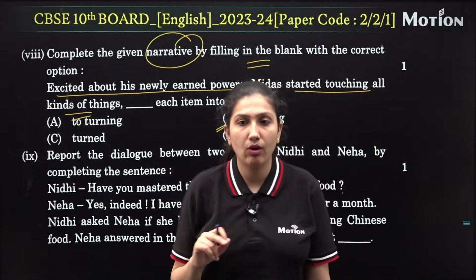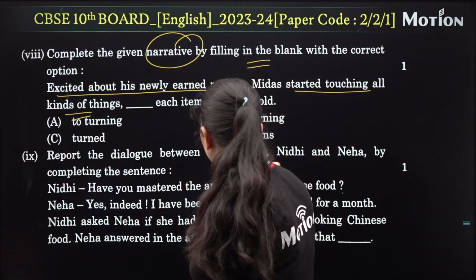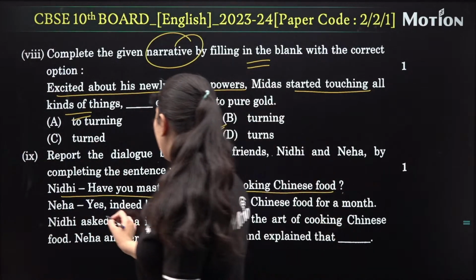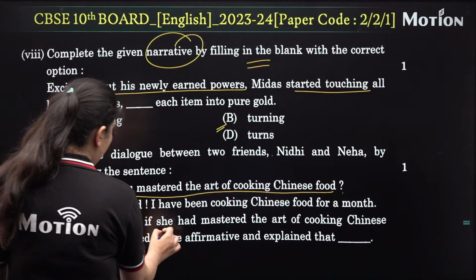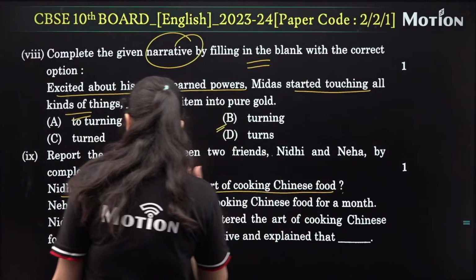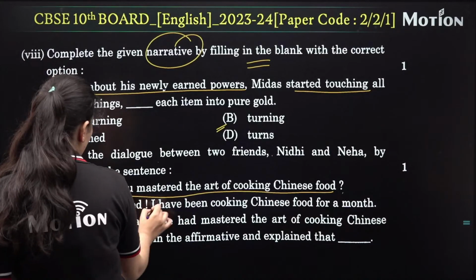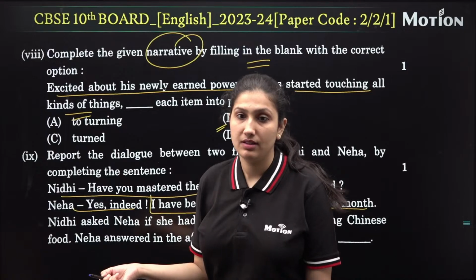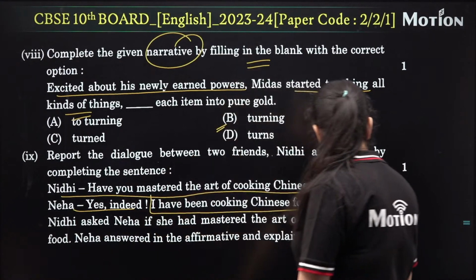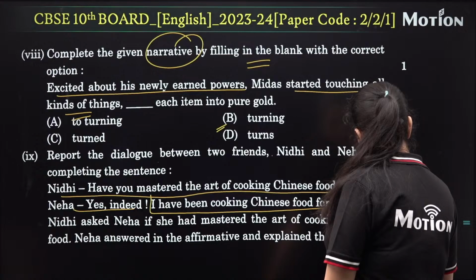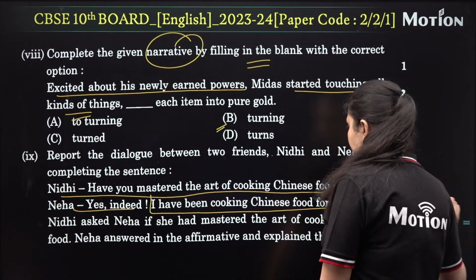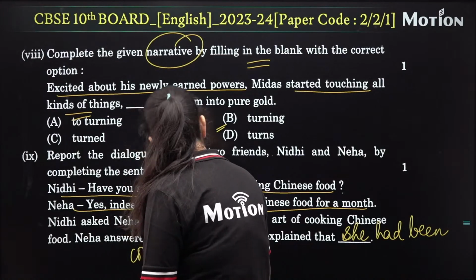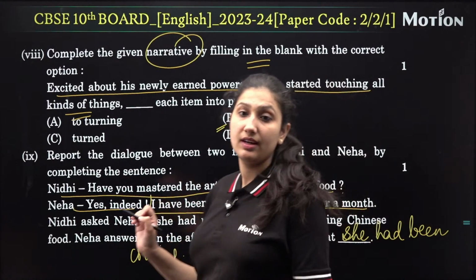Next, report the dialogue between two friends. Nidhi: Neha, have you mastered the art of cooking Chinese food? Neha: Yes, indeed. Nidhi asked Neha if she had mastered Chinese food. Neha answered in the affirmative and explained, I have been cooking Chinese food for a month. So what will be the correct answer? That she had been cooking Chinese food for a month.